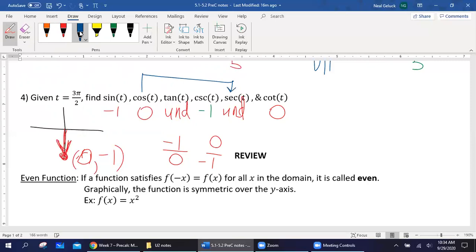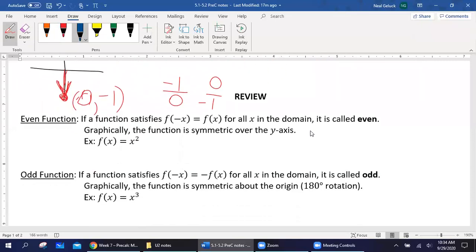0 and undefined would be considered reciprocals, if you will. 0 and undefined are reciprocals. So if I flip an undefined, it's 0. If I flip a 0, it's undefined. So that's basically a very shortened version of 5.1. Now we're going to look at a very shortened version of 5.2, which deals with even and odd functions.